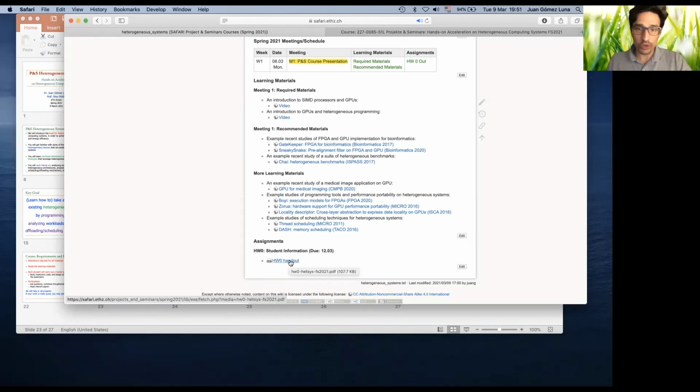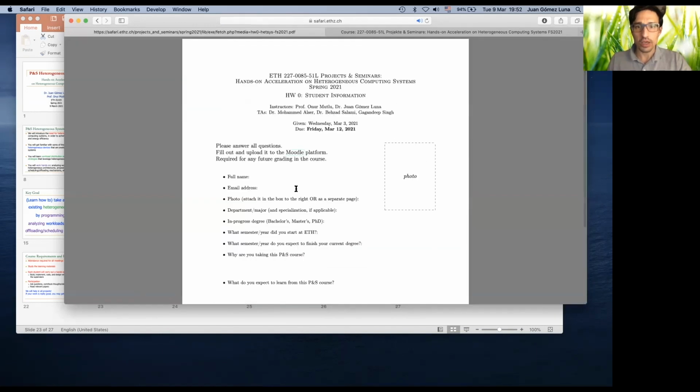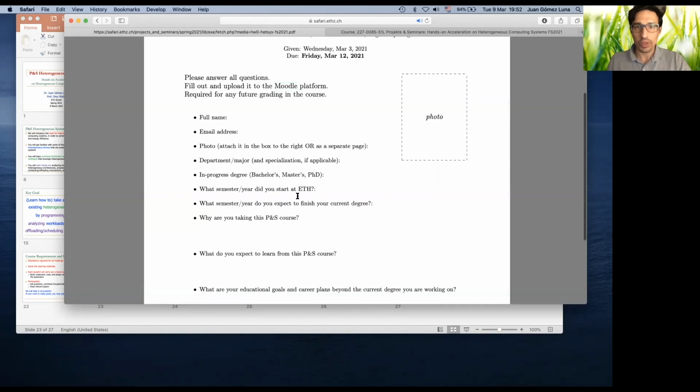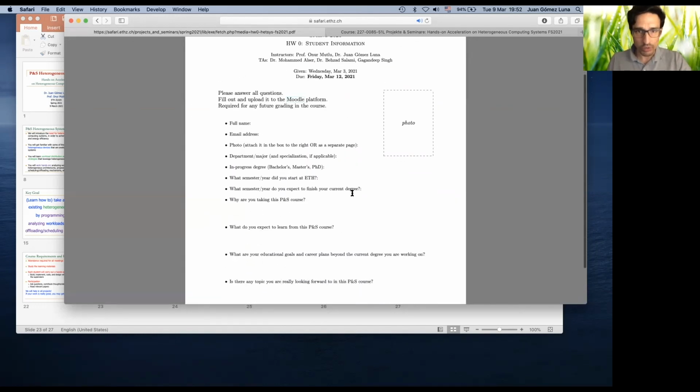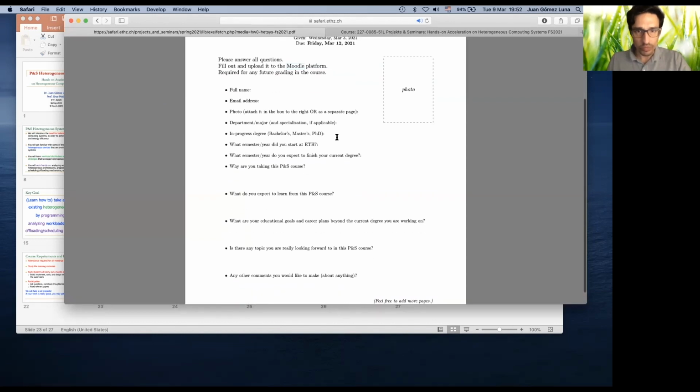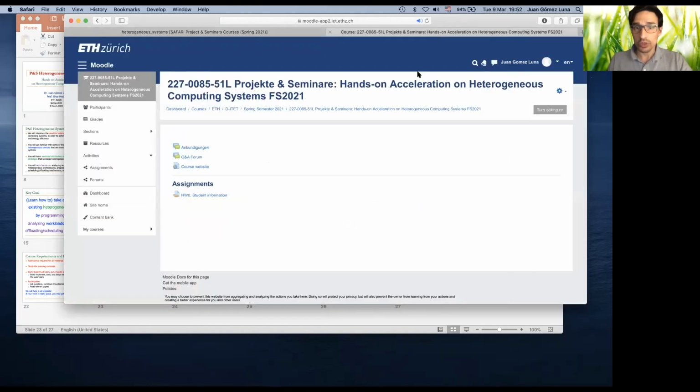And also here you have your homework 0, which essentially is student information that we would like you to provide to us. Some questions about you: exactly what are you studying, what semester, what are your expectations in this P&S, and so on. And you need to submit this assignment using the corresponding assignment in Moodle. As you can see, you all have access to this Moodle already.